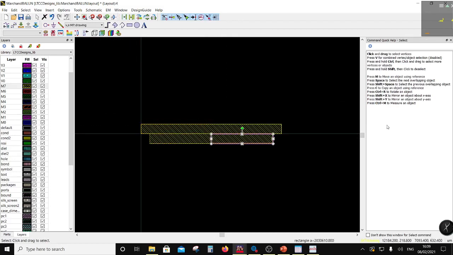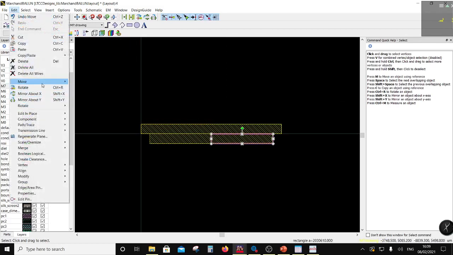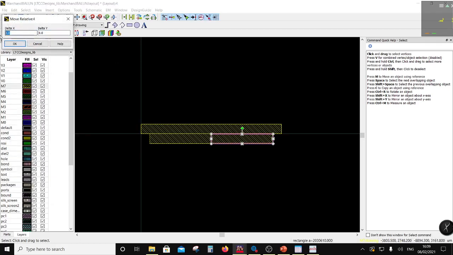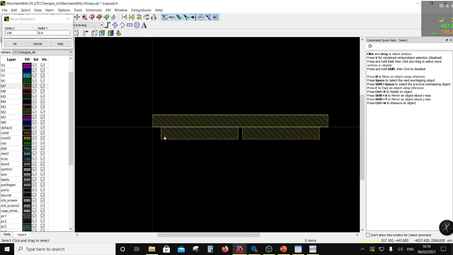Okay, and then I'm going to move this 100 apart that way. So edit, move relative. I'm going to move that 100. Okay, and this one also minus 100. Now I want to put two vias here and there, but before that I want to create a gap. So let's say the gap is 40. So I'm going to say minus 40, correct? And so we are set with this.